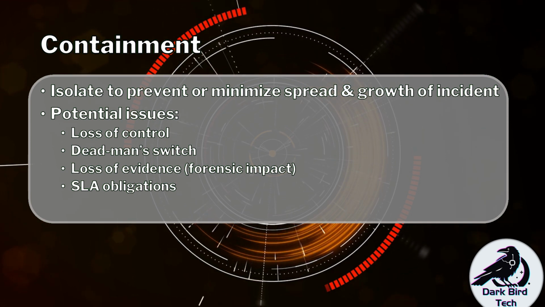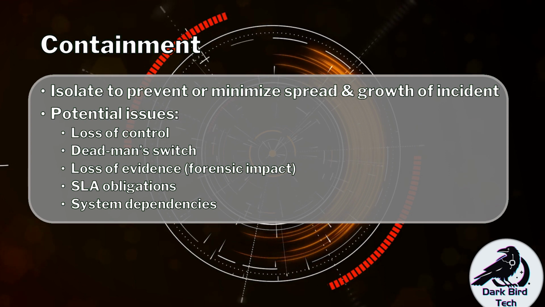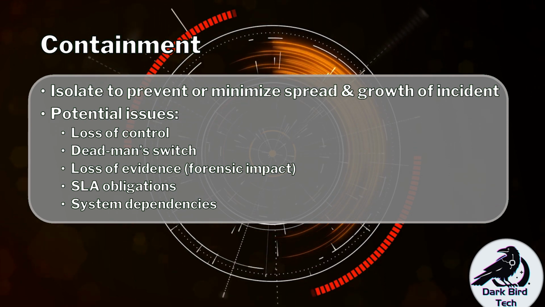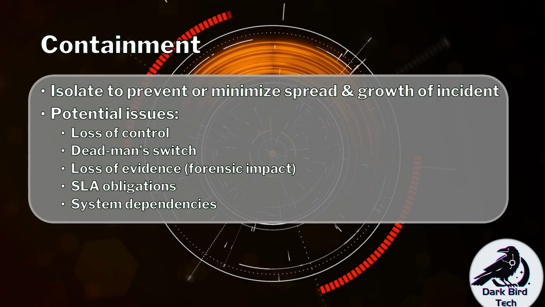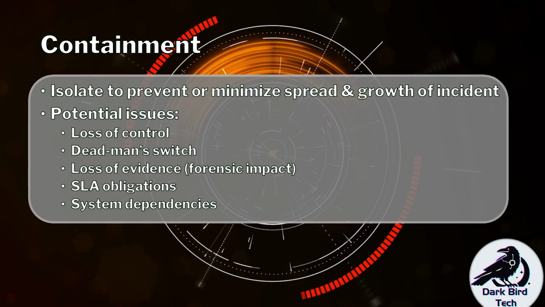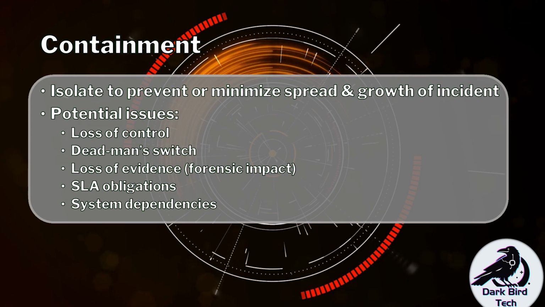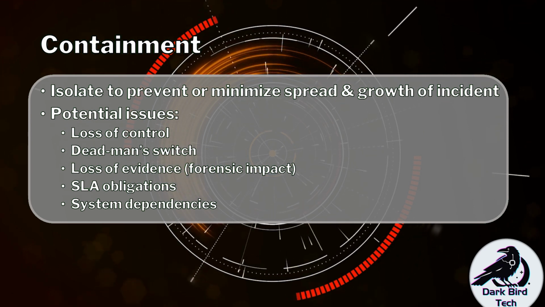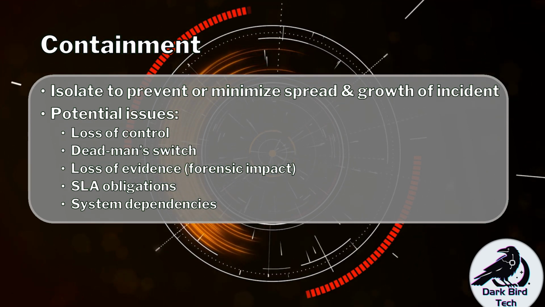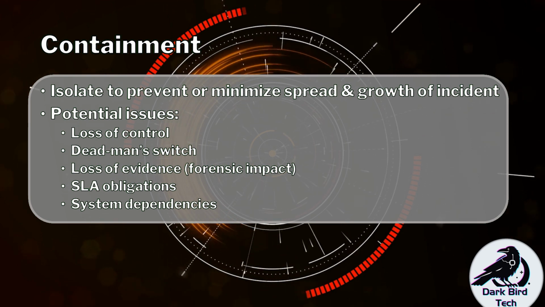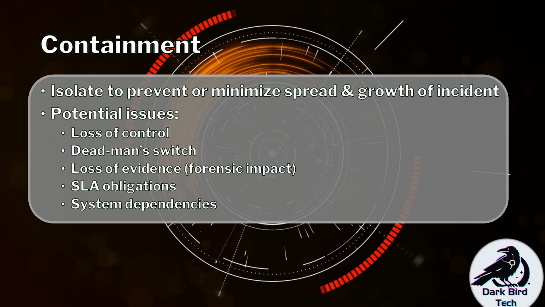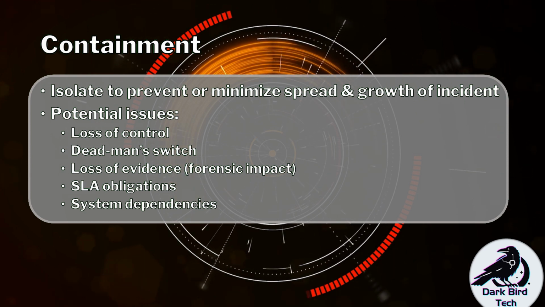You also could potentially be interfering with system dependencies. You might have something that's unrelated to the system that depends on the system you are about to restrict and possibly quarantine. And now that thing that depends on what you're about to quarantine is not going to work. So containment, although as sensible as it sounds, is not as easy to do sometimes and can have severe consequences that may or may not be worse than the actual incident taking place.